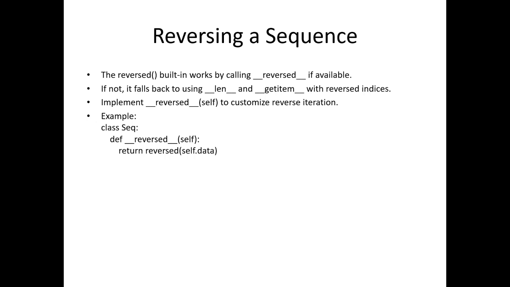Reversing a sequence. The built-in reversed function works by first checking for __reversed__. If that's not defined, Python falls back to using __len__ and __getitem__ to iterate from the end. By defining __reversed__, you can control exactly how reverse iteration happens. This is especially useful for custom data structures where reversing isn't just a simple reverse index.